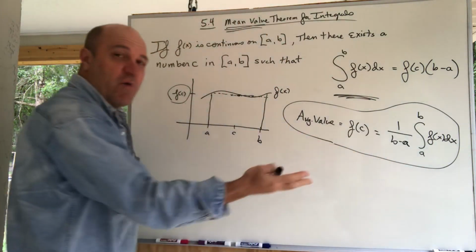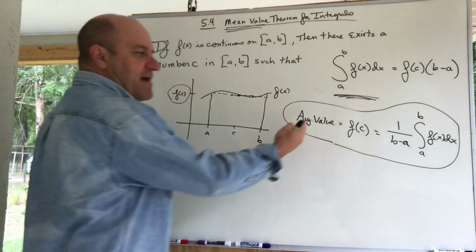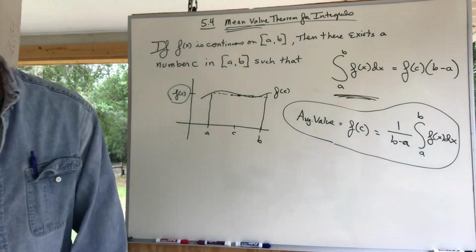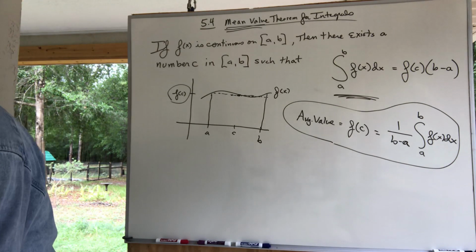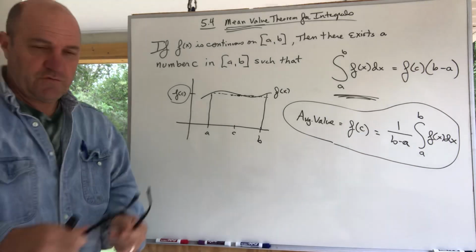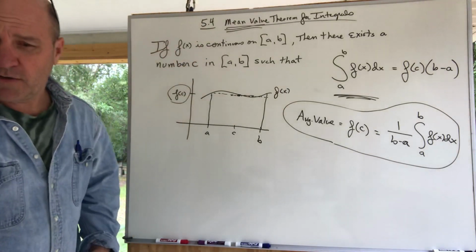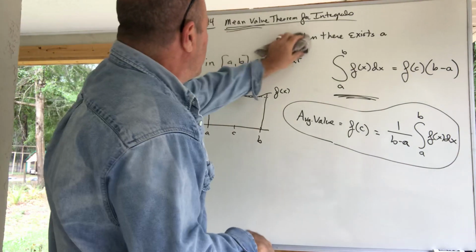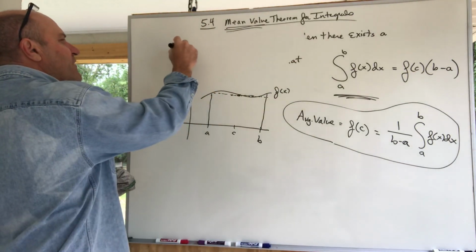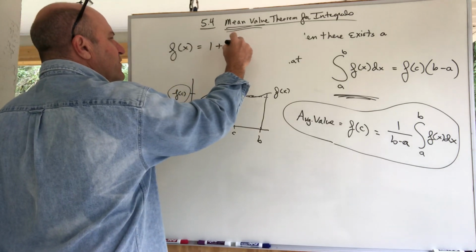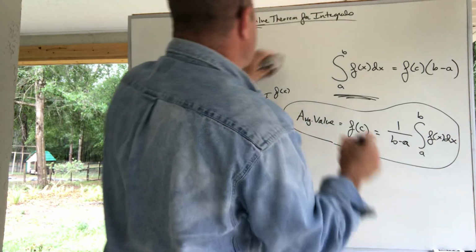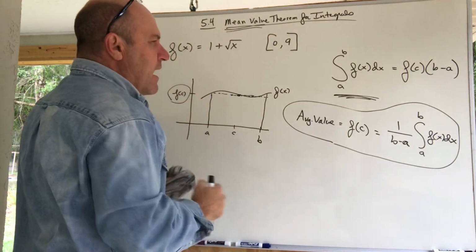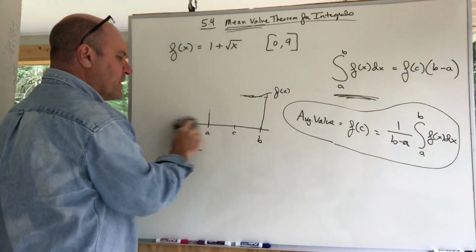And that's usually the question I like. I like that question: find the average value of the function. Find that average height. Let's do a problem. I made up a problem. So to do a problem, I'm going to have to erase this. I'll leave that there. I want to do this function, f of x equals 1 plus the square root of x. I want to give a closed interval, 0 to 9.